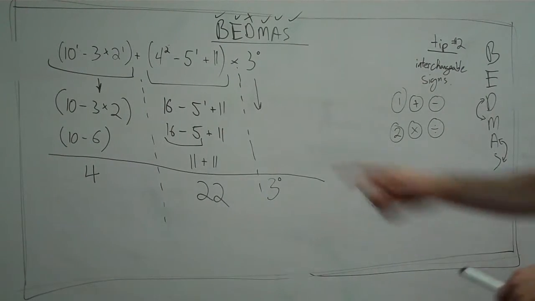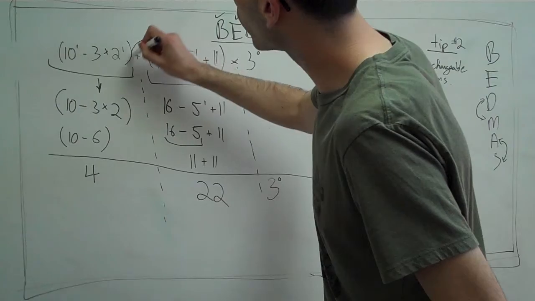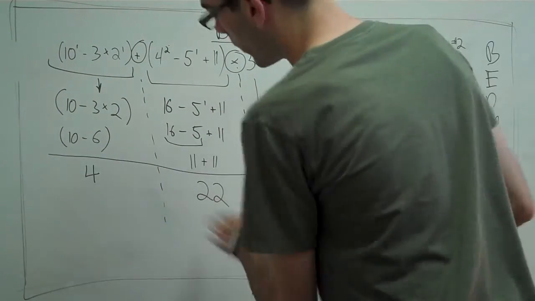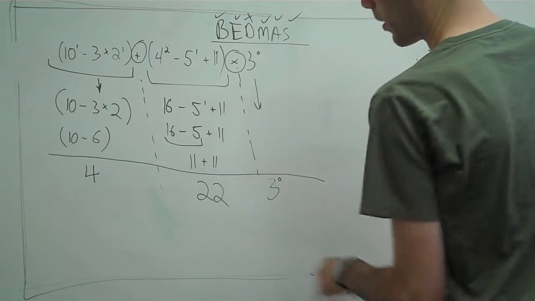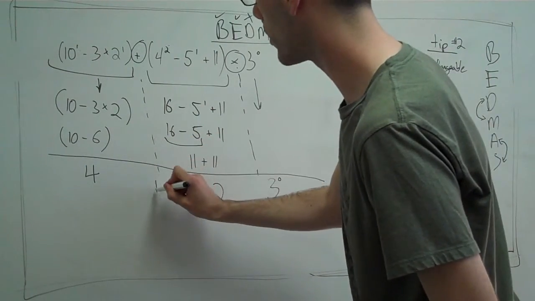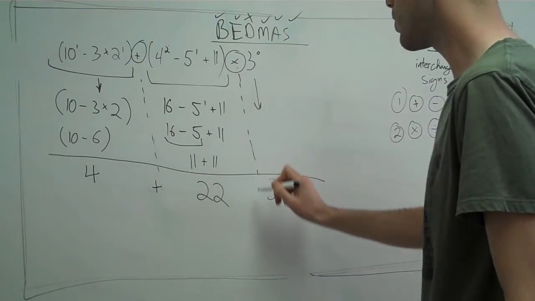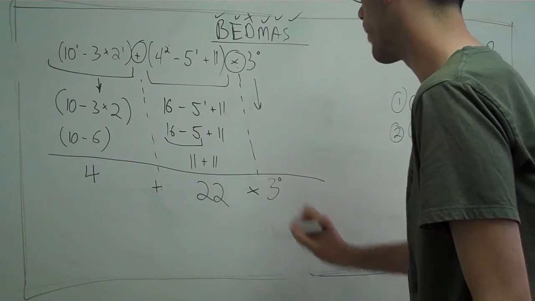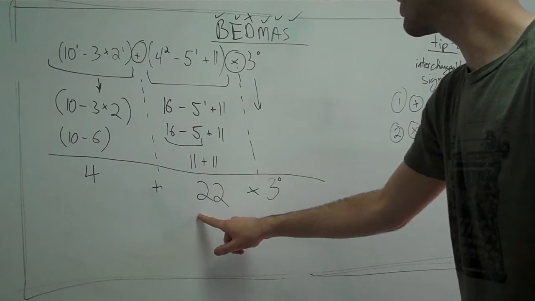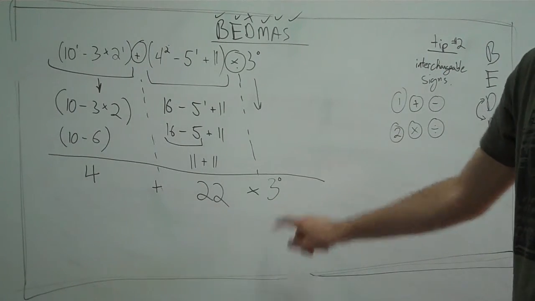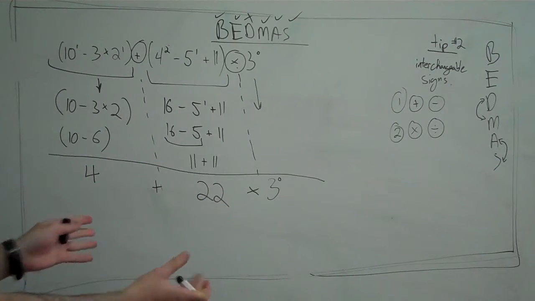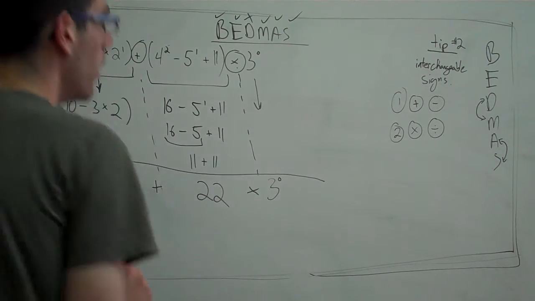Oh, by the way, when I bring things down, I circle the signs in between and I bring them down with it. So we can actually erase those. And let's bring those signs down. So that's a plus, bring the plus down. That's a times, bring the times down. Okay, so here's what we're left with. 4 plus 22 times 3 to the power of 0. Now, actually what I'm going to do is scrunch it all in so it looks like one nice, neat little thing.